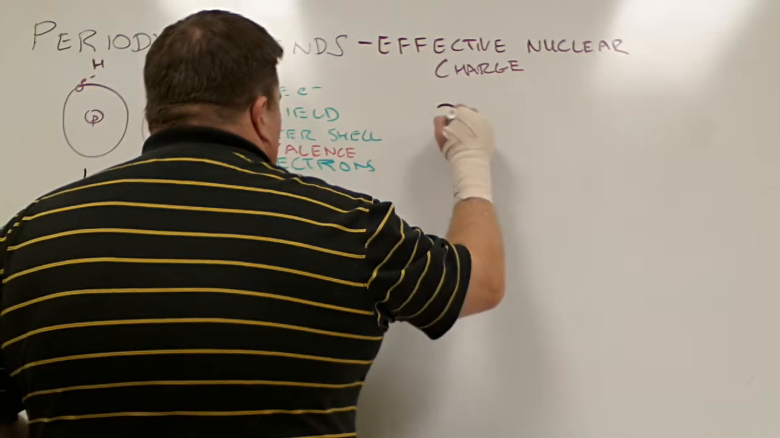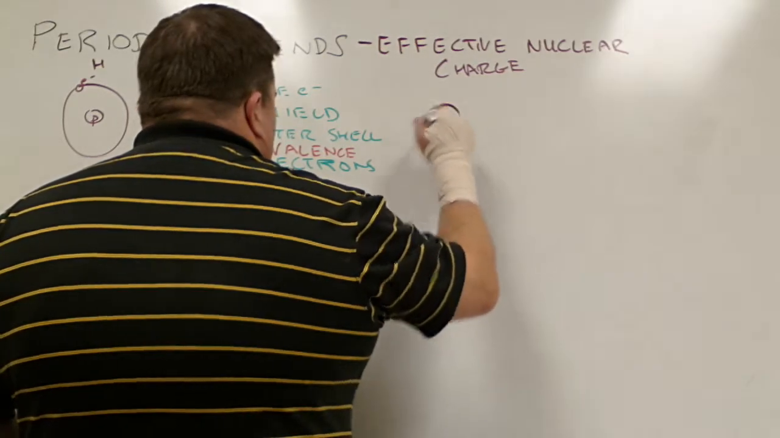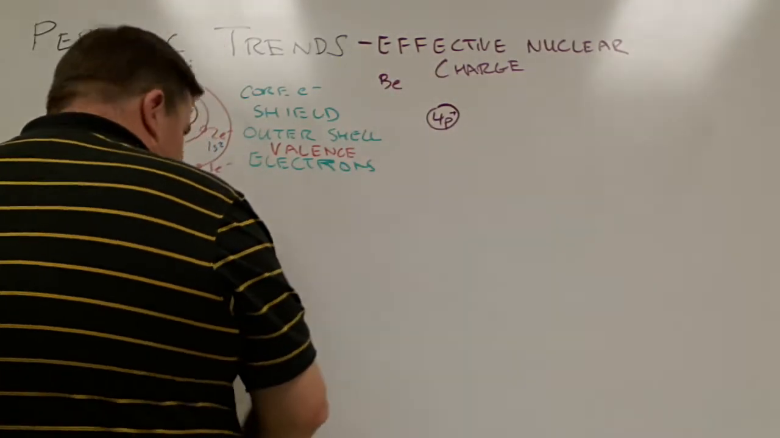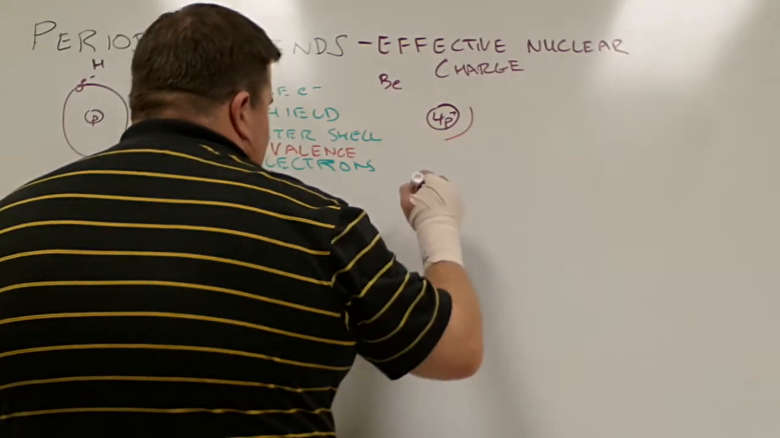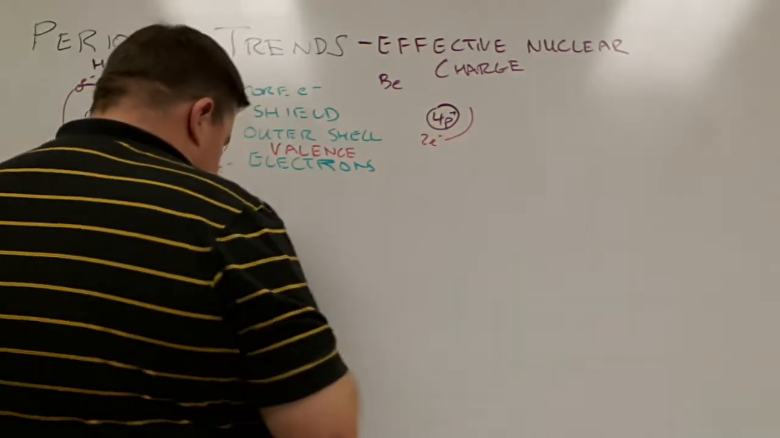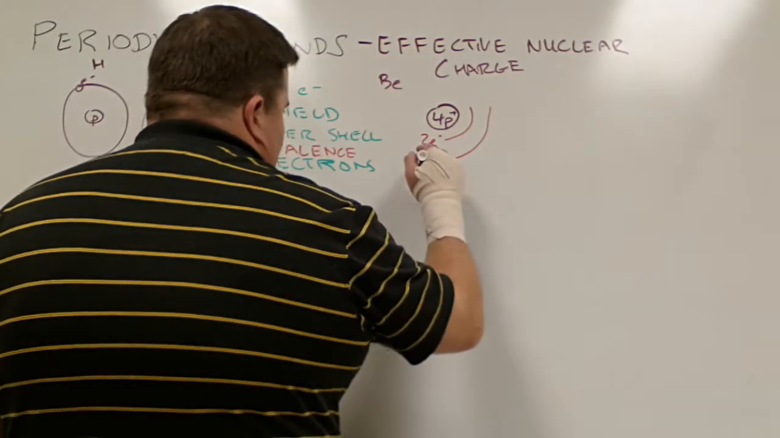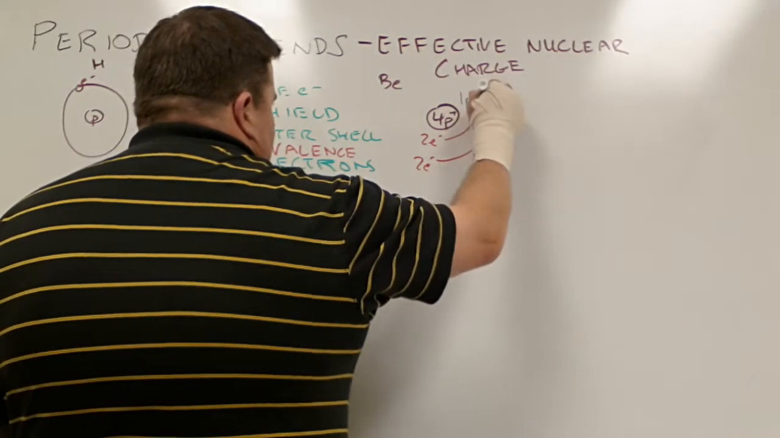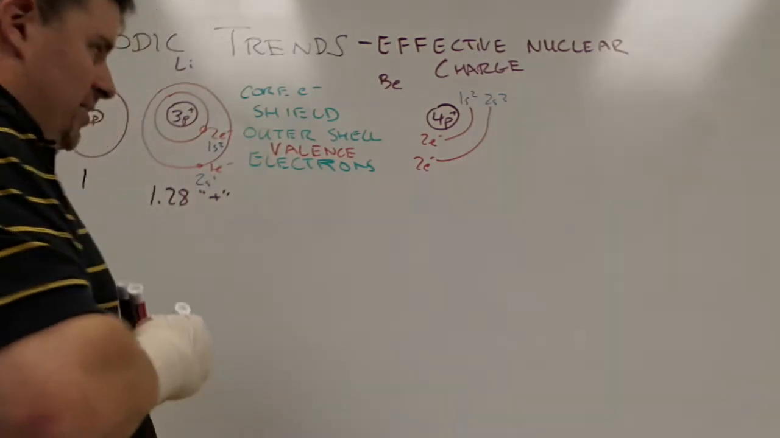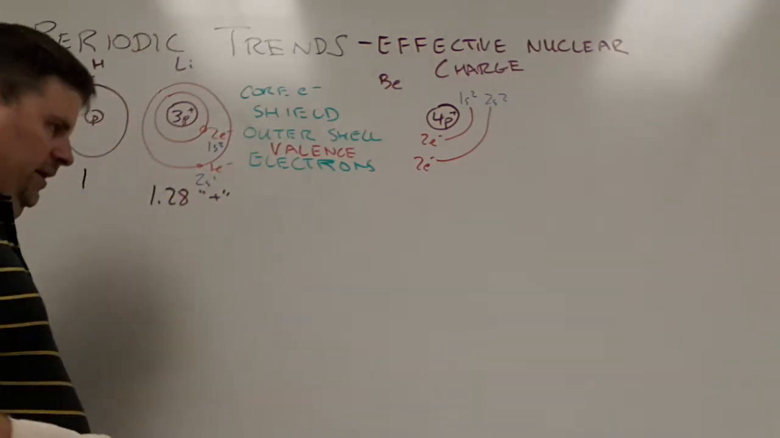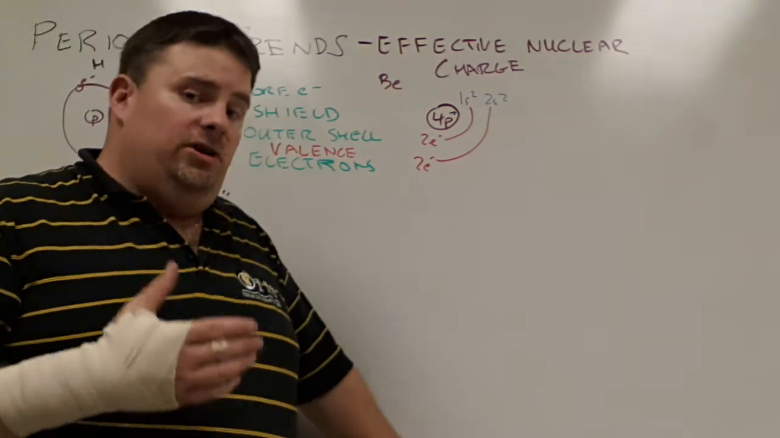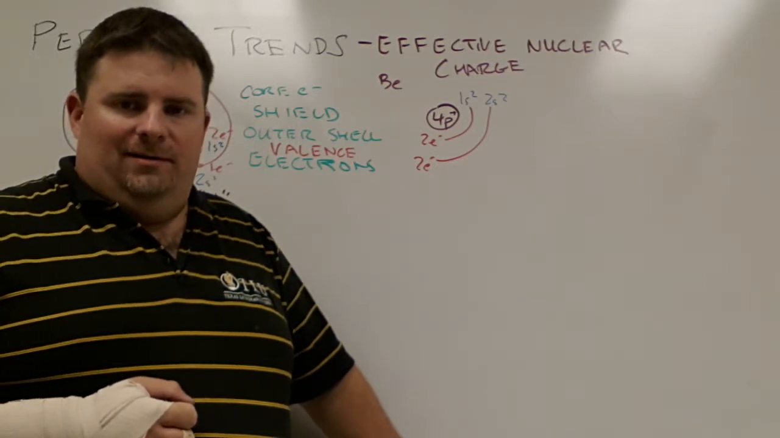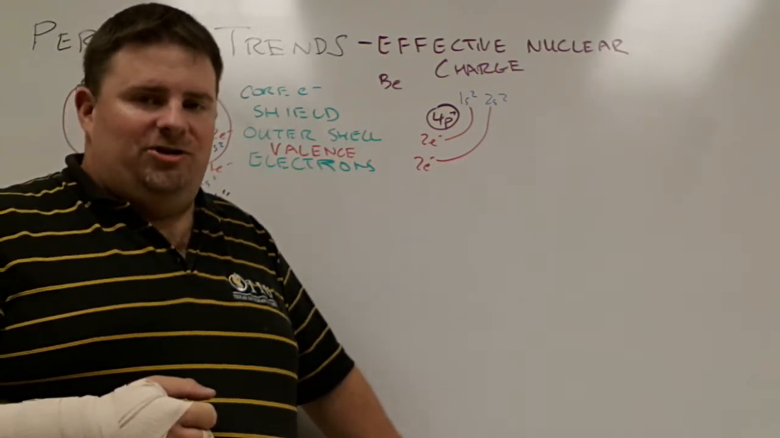Now, if I look at beryllium, beryllium has 4 protons in the center. If I look at the orbits here, this one still has 2 electrons, that's the 1s shell. And now I go to the next shell, and it's got 2 electrons as well, that's the 2s. So here's 1s2, 2s2. The 2s2 are the valence electrons. Now here's a question that we've got to ask ourselves. When I start adding electrons to the valence, are they going to shield themselves from the proton charge? It's an interesting question. Think about that for a second.